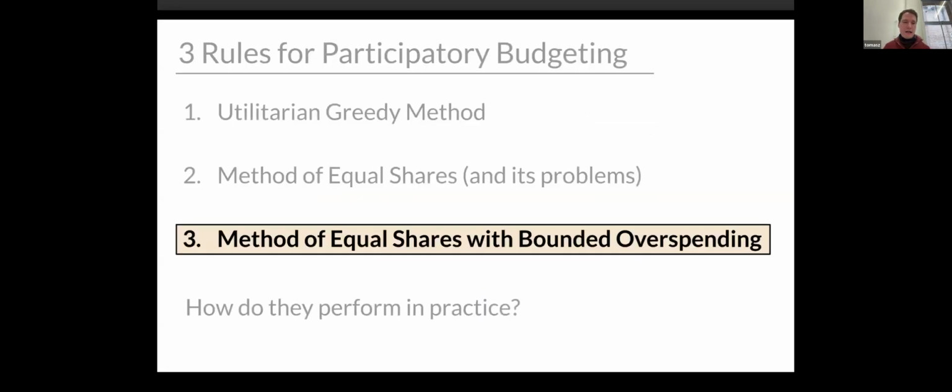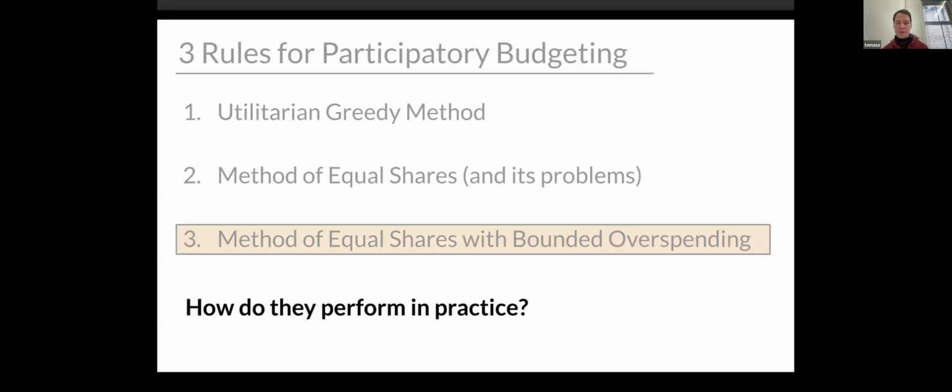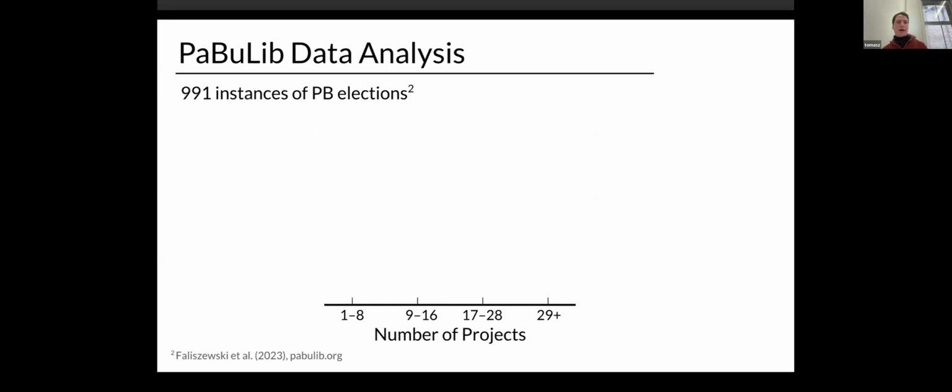Okay, so let's see how these rules will perform in practice in a more comprehensive study. What we did is we looked at all participatory budgeting instances on the public library, and there are almost 1,000 of them. They are real world instances, most of them, and we have compared the outputs of the rules on different statistics. We observed that they behave a bit differently on different sizes of instances. So we put them into 4 buckets, depending on the number of projects in the instance, so that more or less an equal number of instances are in each of the buckets.